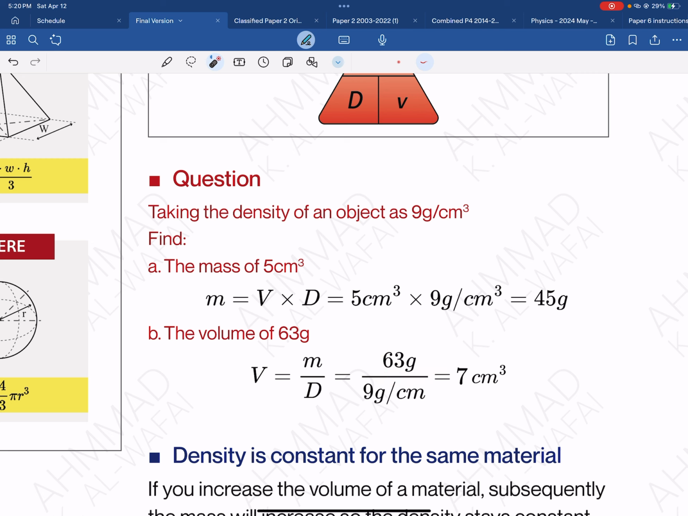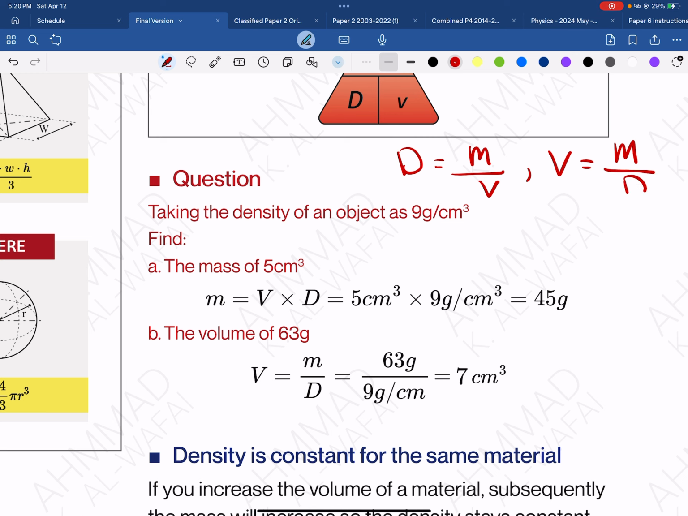Okay. Now watch out when you're memorizing this. Density is equal to mass over volume. Notice that when you're going to get the volume, the mass is always on the top, and then there is the density. If you want to get the mass, then it's density times volume. This is an easy way of remembering that.